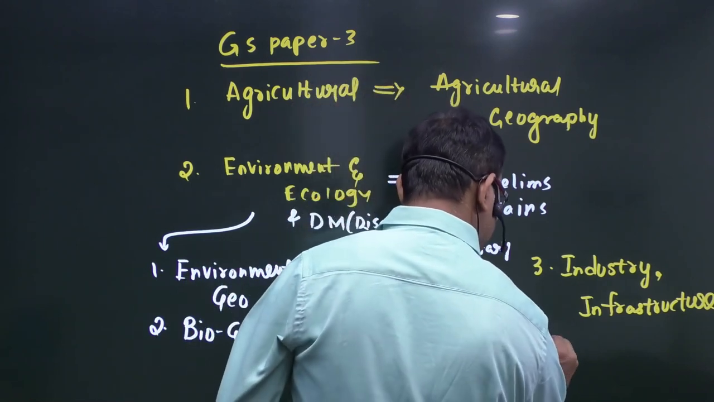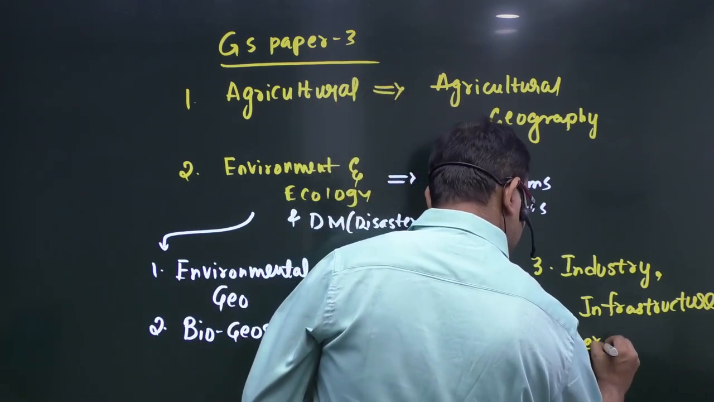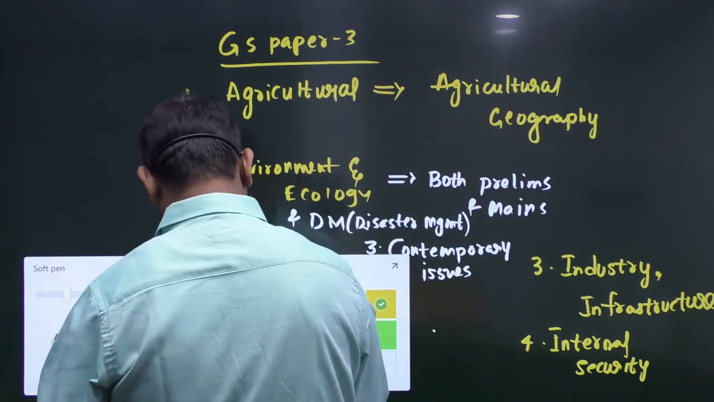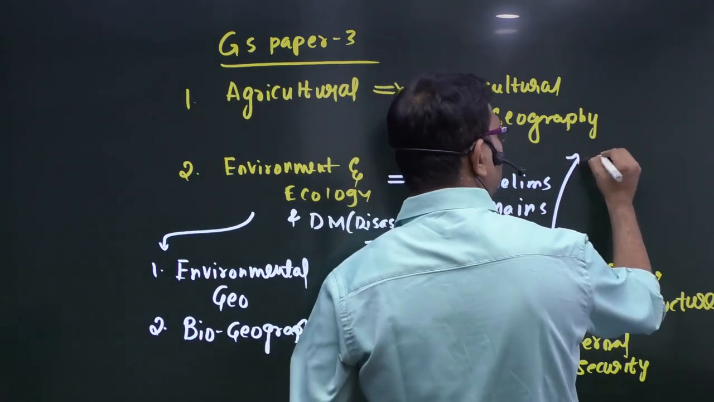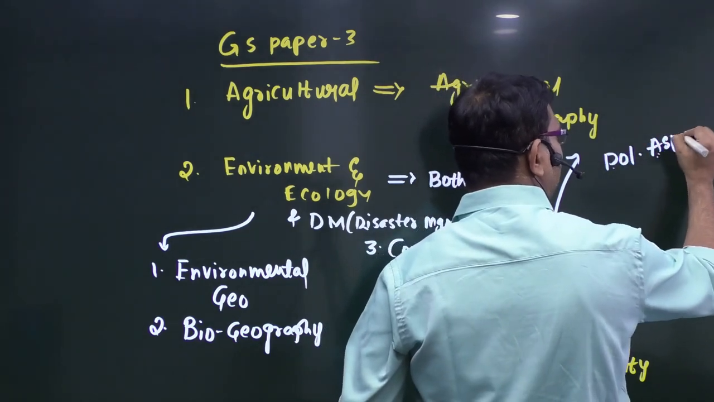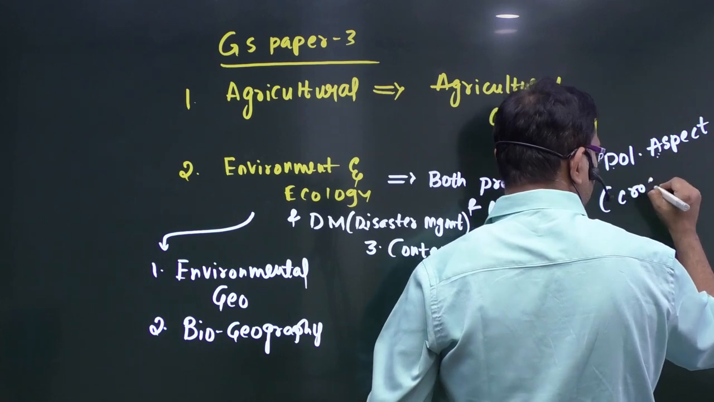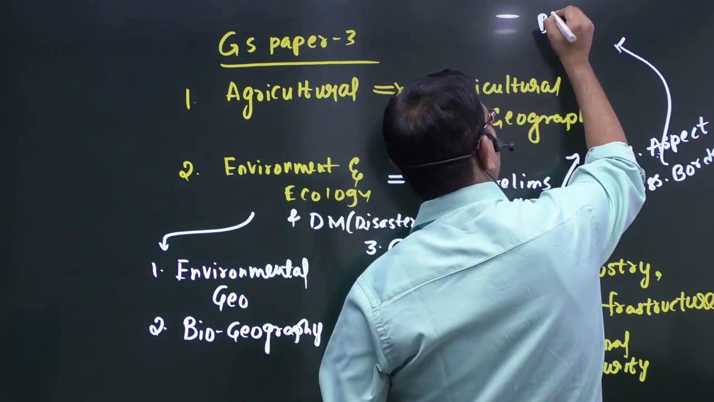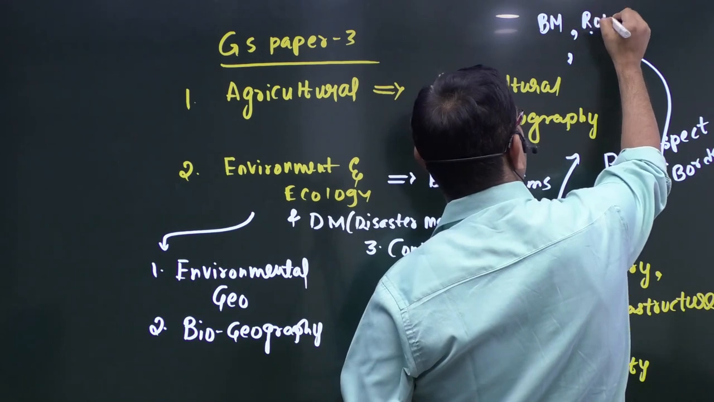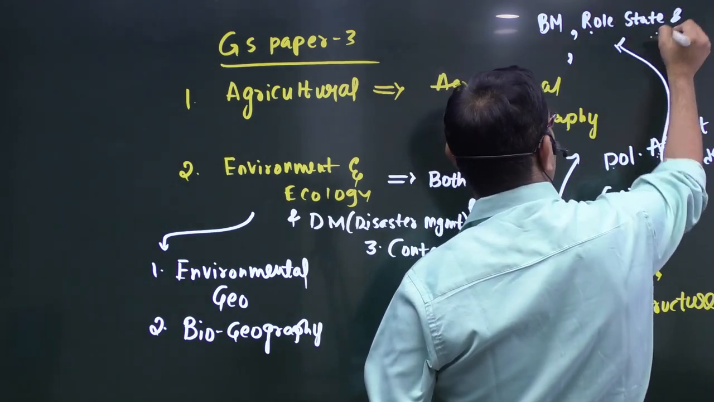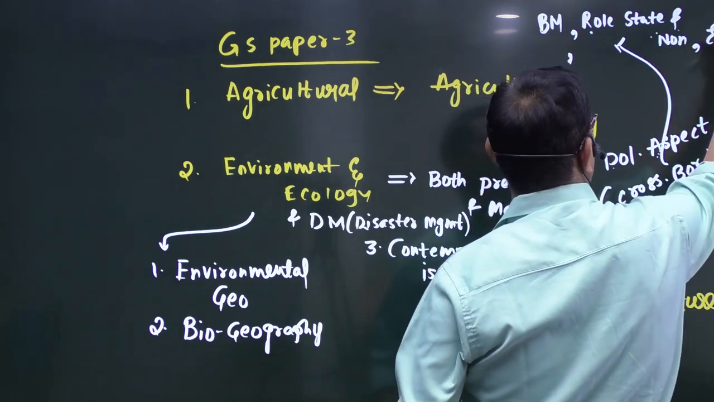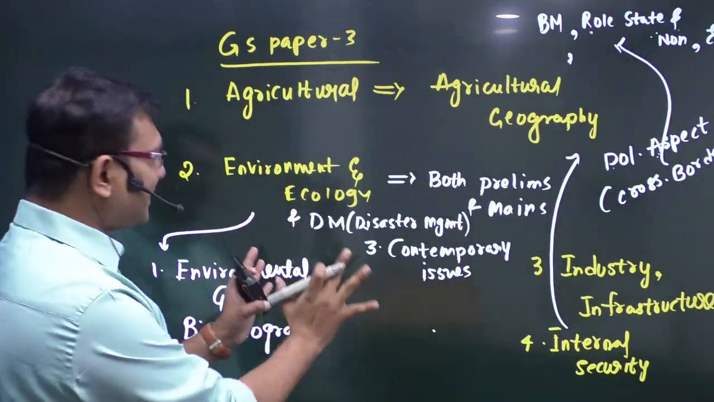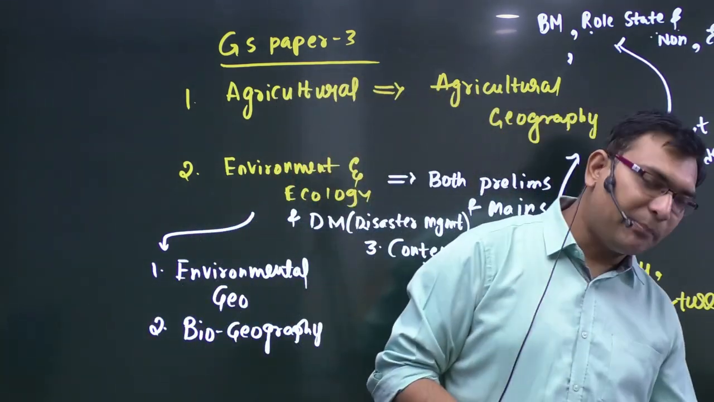And the fourth one is internal security. Sir, how can it help in internal security? I'll tell you. There is a topic called political geography, political aspects. In that, there is a topic called cross-border terrorism. In cross-border terrorism, we can learn topics from border management, the role of state and non-state actors, and also external threats. We can learn that from here. So this is how it will help you directly in GS paper 1 and paper 3.